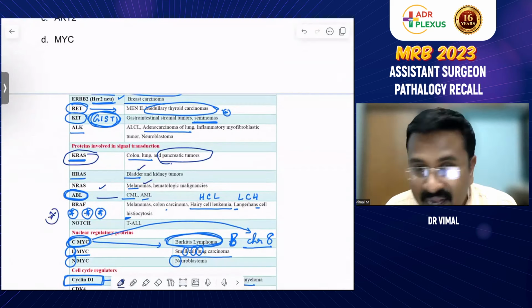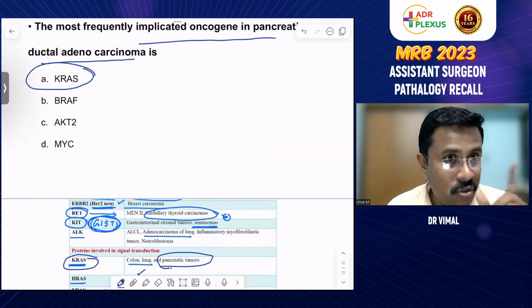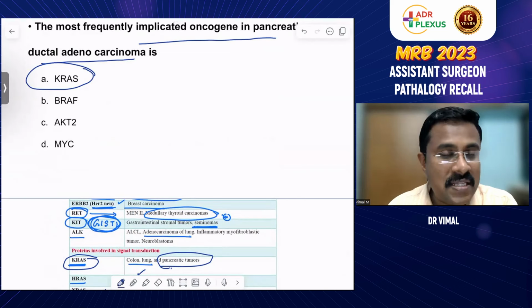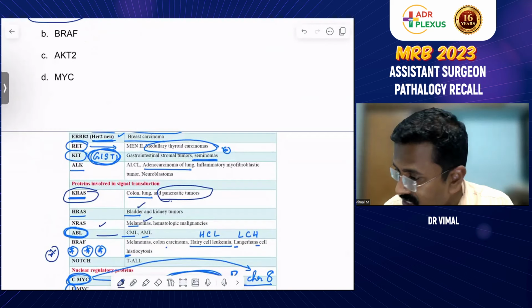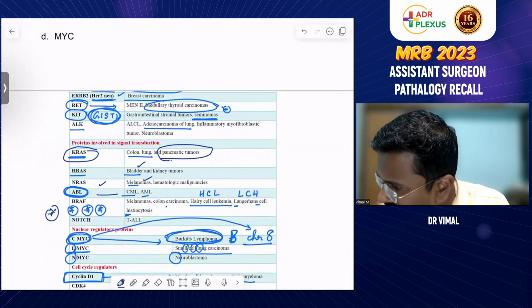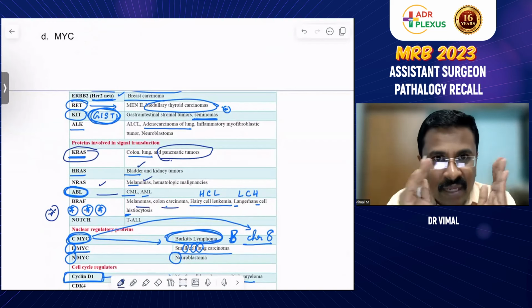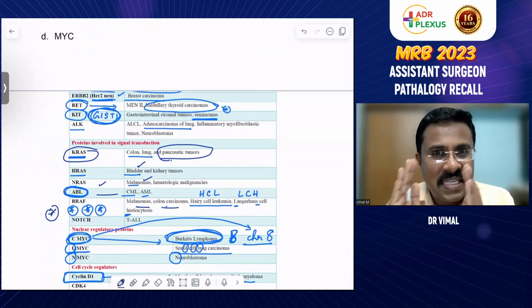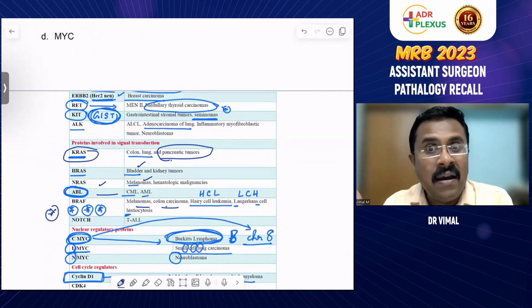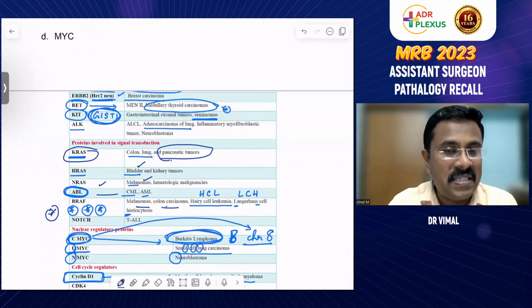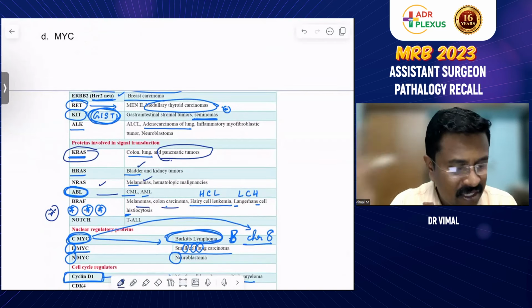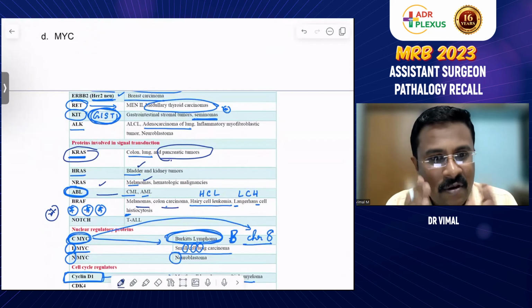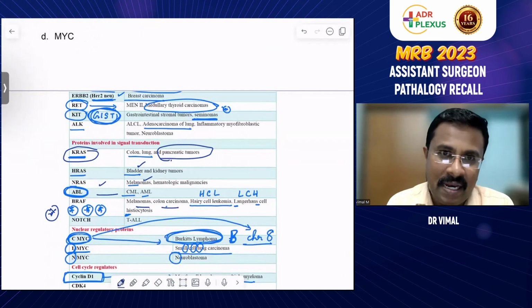And I used to say this BRAF. Remember, BRAF was one of the options. So in subsequent exams, they can ask you about this BRAF. So BRAF is a highly potential question, guys. BRAF is mutated in melanomas, colonic cancer, and also please remember hairy cell leukemia, HCL, and Langerhans cell histiocytosis, LCH, reverse it. So remember this.